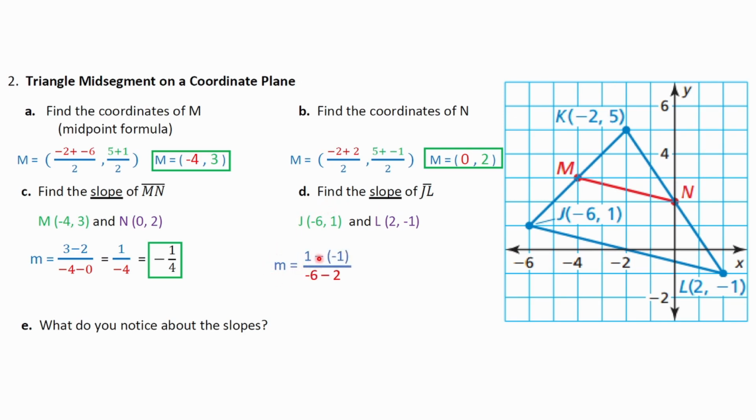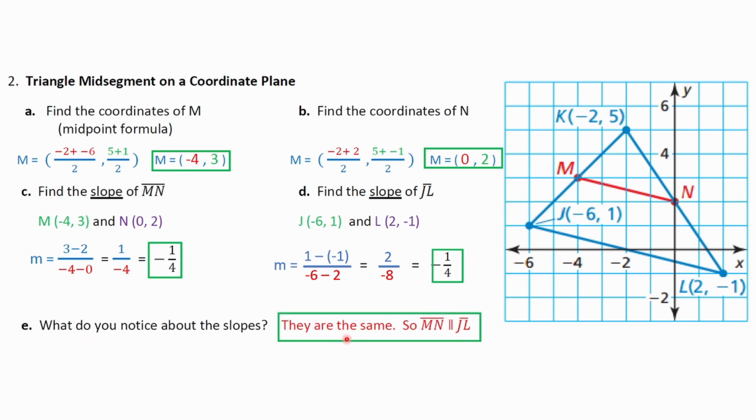M in this case is going to be still change in y over change in x, but using the points from J and L. This time I get 2 over -8, which at first glance you might think seems to be somewhat uninteresting. But if I simplify it, I get -1/4, which you'll notice, which is part E here, that they are the same. And what that means when they have the same slope is that they are parallel. So this segment MN, this mid-segment, is parallel to the third side of our triangle. So M and N connect 2 of the sides, and it's parallel to the third side.